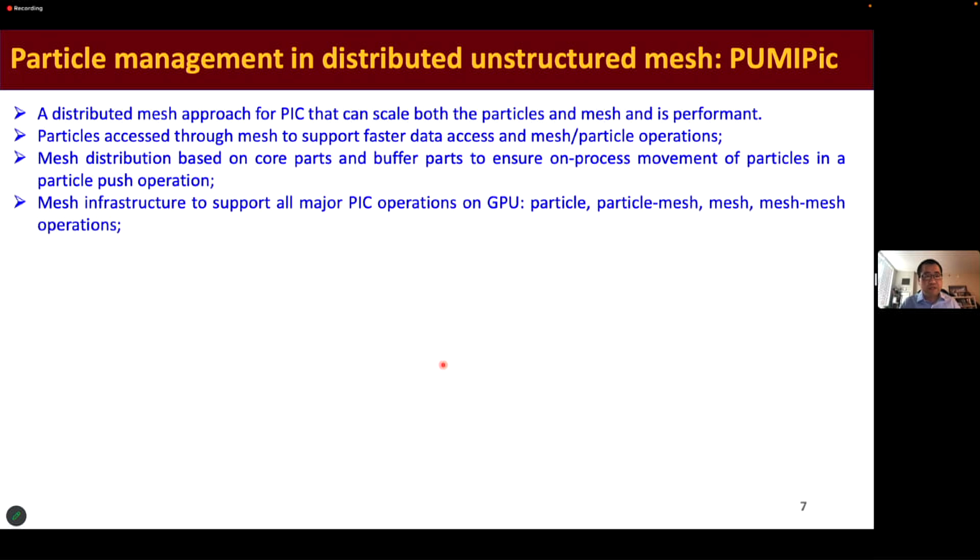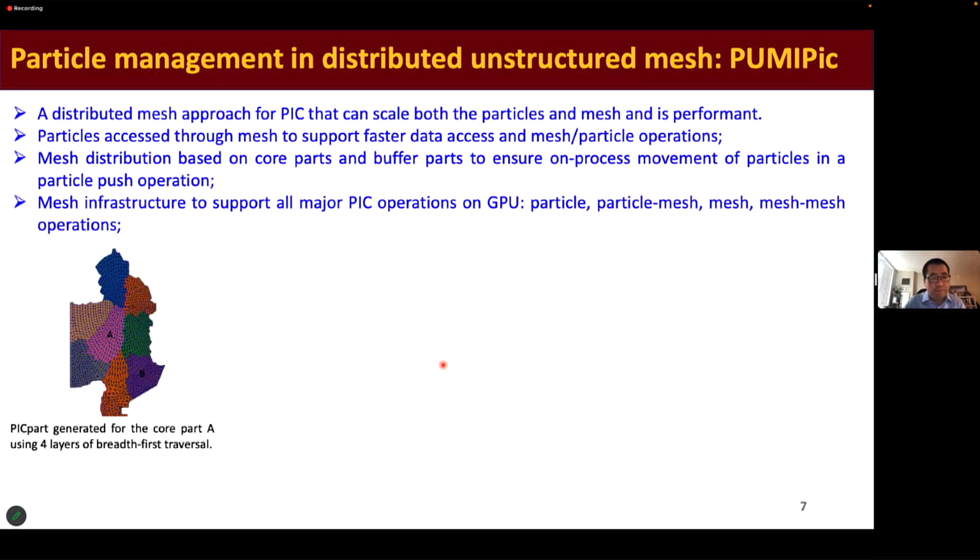Basically, the mesh distribution is based on the core part and the buffer part, to ensure unprocessed movement of particles in a particle push operation. This is basically the mesh infrastructure to support all the major PIC operations on the GPU, for example particle-mesh and mesh operations. So PUMIPic is an infrastructure which is very lightweight, which we can use to develop not only XGCm, but maybe other particle simulation codes.